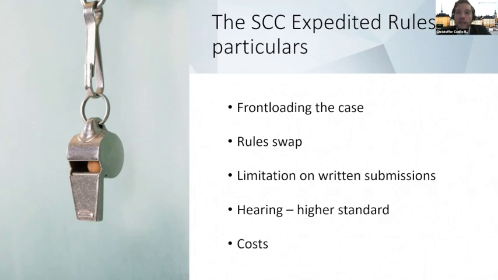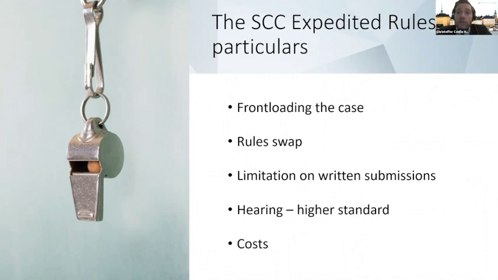In such cases, the SCC may, in accordance with Article 11 of the expedited rules, invite the parties to agree on a rule swap, meaning an agreement between the parties that the arbitration rules are applied to the proceedings instead of the expedited rules. It is important to note, however, that the SCC does not have the power to take this decision unilaterally, so it has to be an agreement between the parties to switch to the arbitration rules. However, this is usually in the best interest of the parties, to get a form of arbitral proceeding that is better fitted to the dispute.